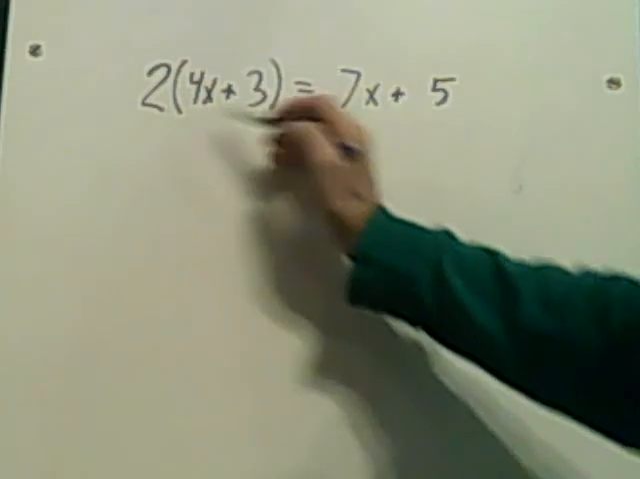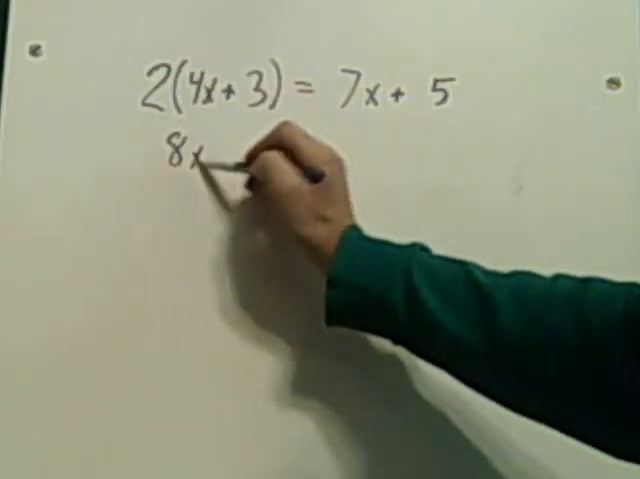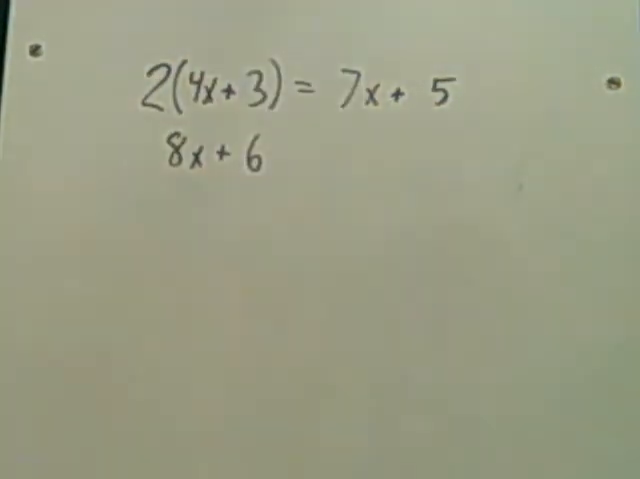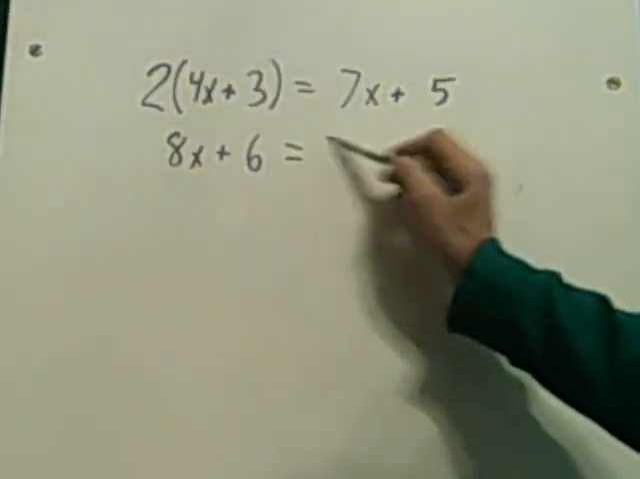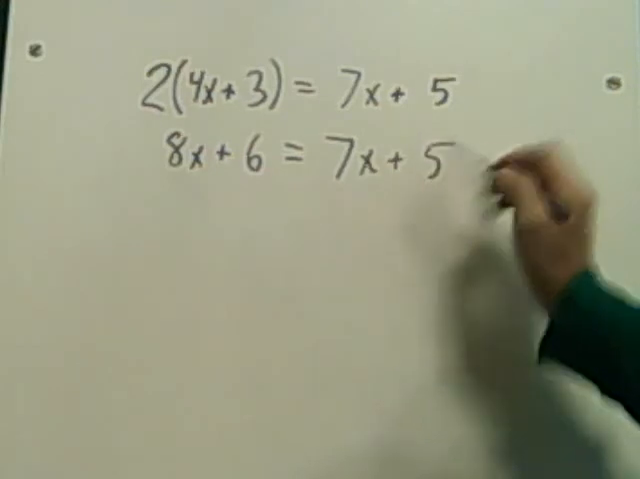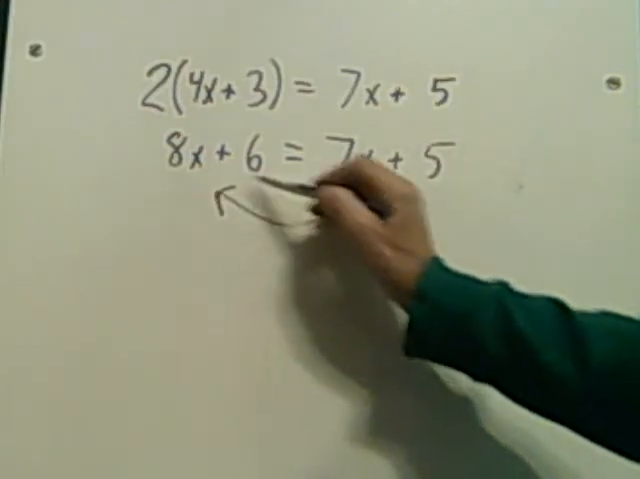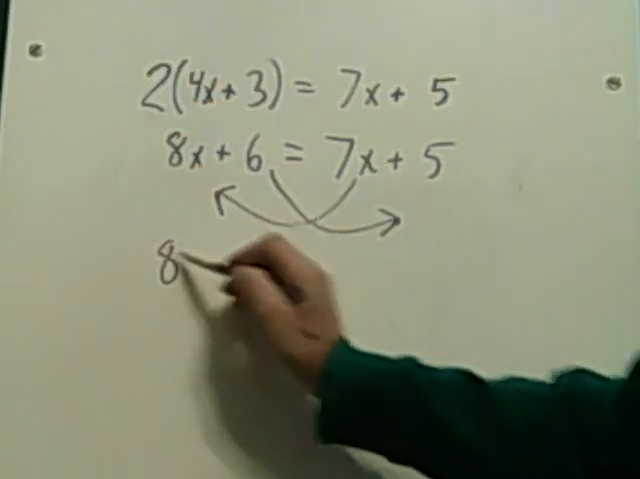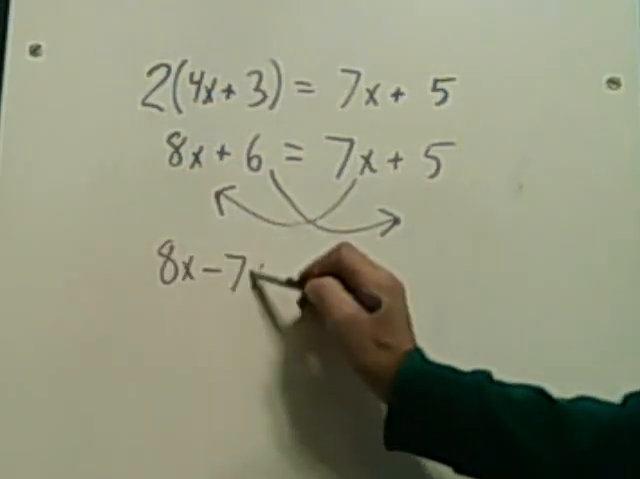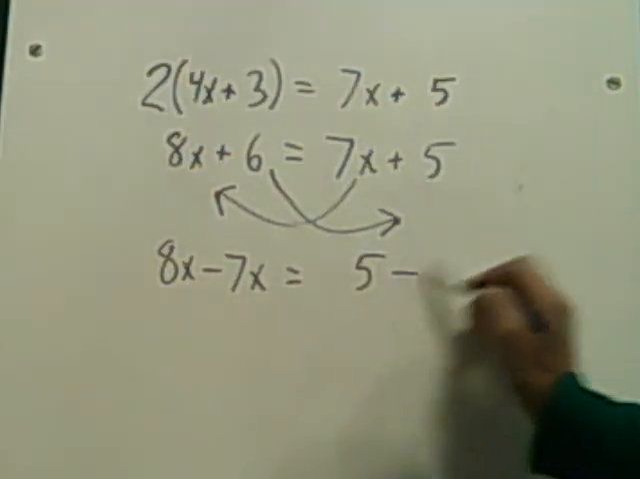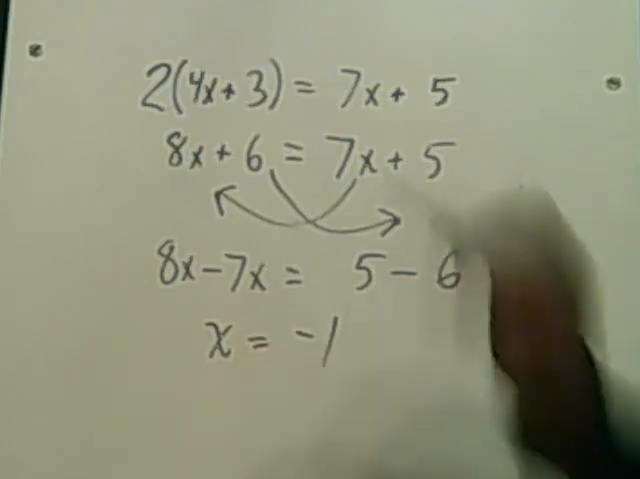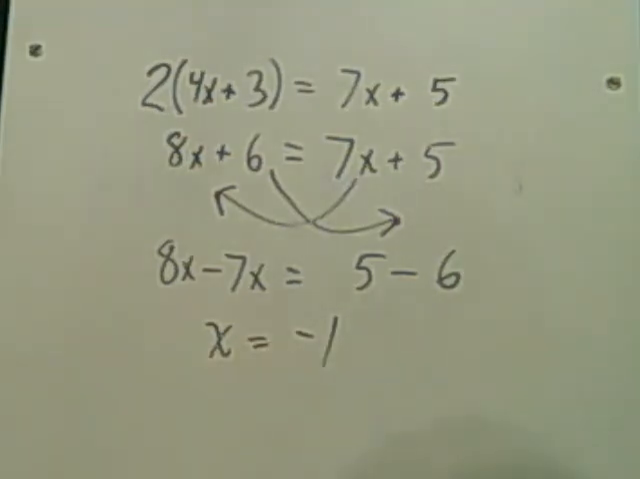2 times 4x plus 3, that's 8x plus 6, because it's the same as having the 2 times each one of these individually. That's equal to 7x plus 5. We're going to move the 7x onto this side. We're going to move the 6 onto this side. We're going to get 8x minus 7x. We're going to get 5 minus 6. That's going to give us an x, and it's going to equal a negative 1. So the answer on that one is negative 1. Yep, that was number 30.